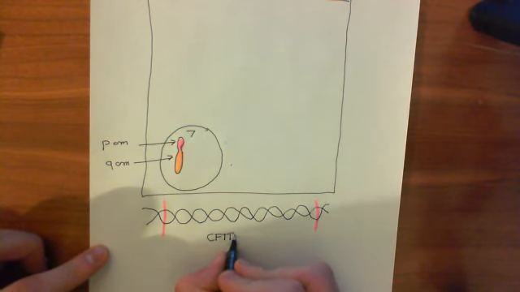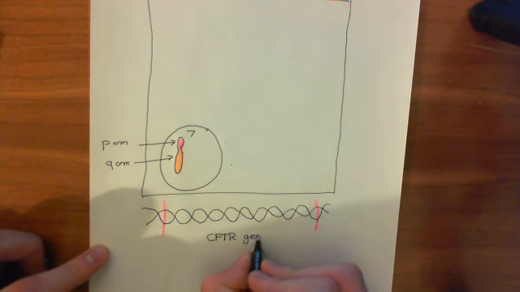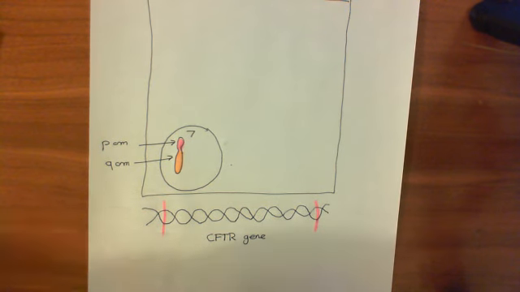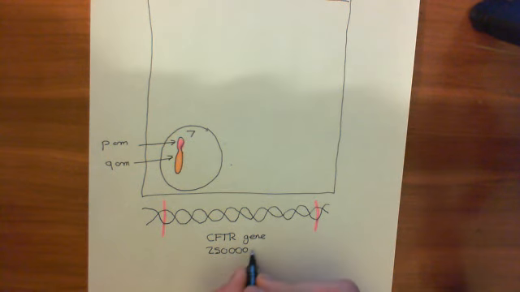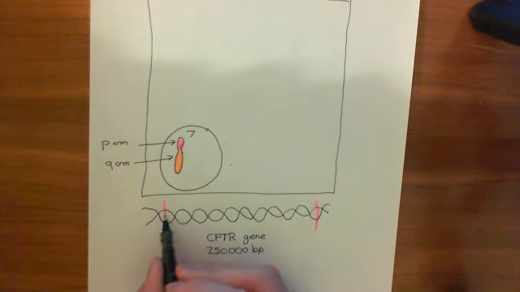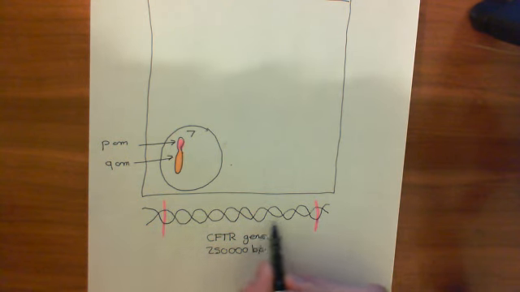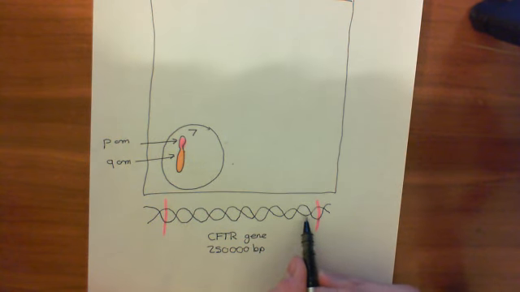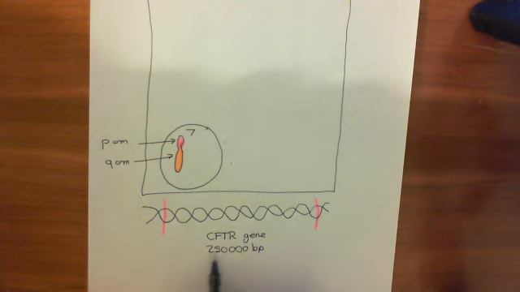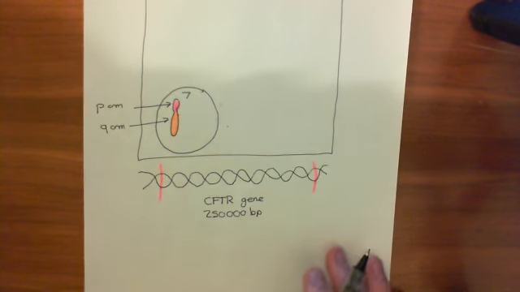Now the CFTR gene is a very, very big stretch of DNA. It consists of 250,000 base pairs. So basically, if you count the number of organic bases that are paired in this strip of DNA, and you go all the way along from the start of the CFTR gene to the end of the CFTR gene, you will count around 250,000 of them. So that is a big strip of DNA.